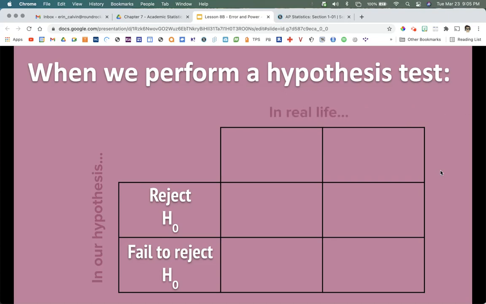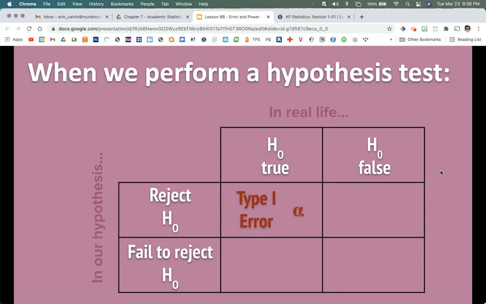In real life, as in what's actually true, the null is either true or it's not true. So in two of these places, we are making the correct decision, but in two of them, we are not. In this top left corner, when the null is true but we end up rejecting the null, so we reject the null based on our evidence, based on our sample, but actually, in reality, the null hypothesis was true, we call this a type 1 error.